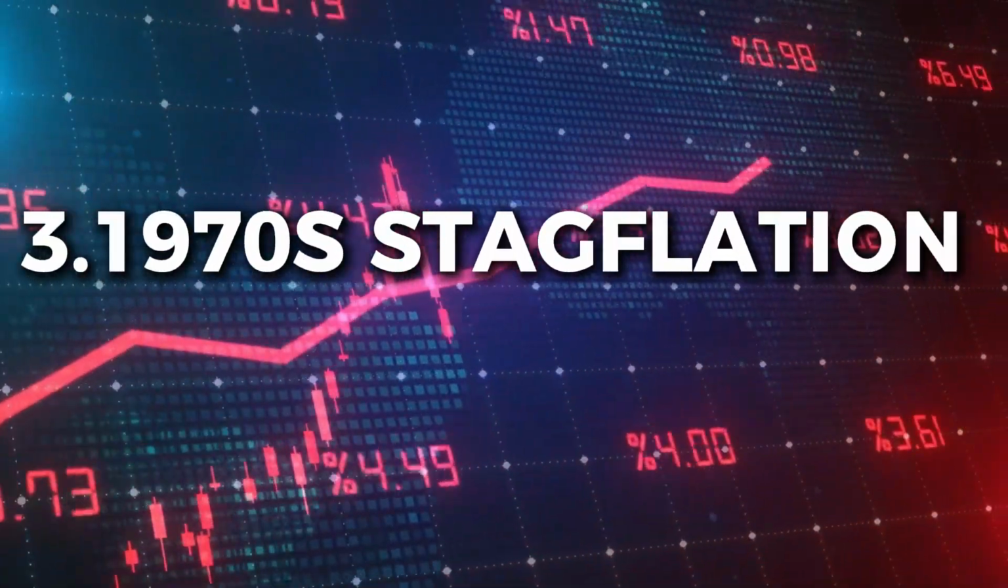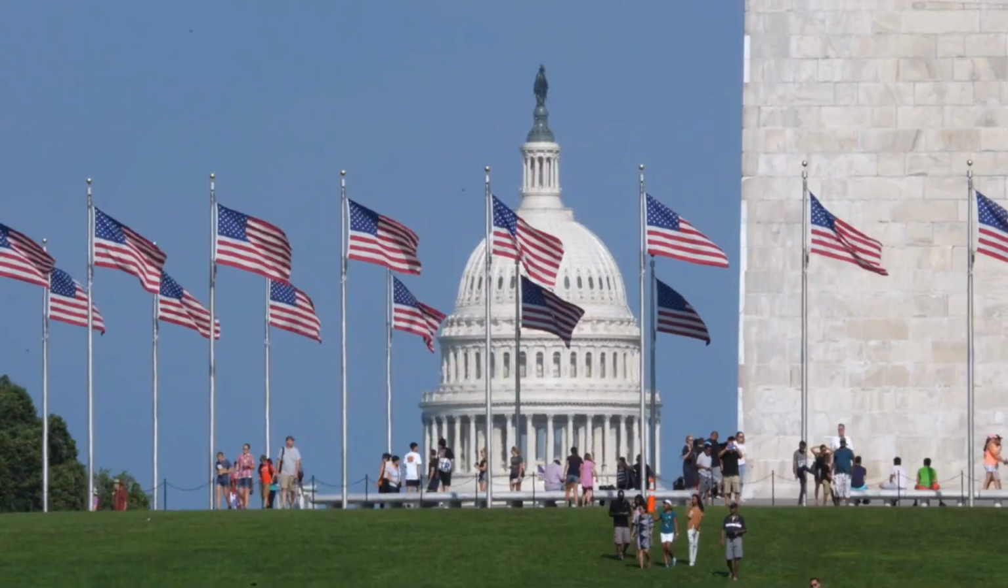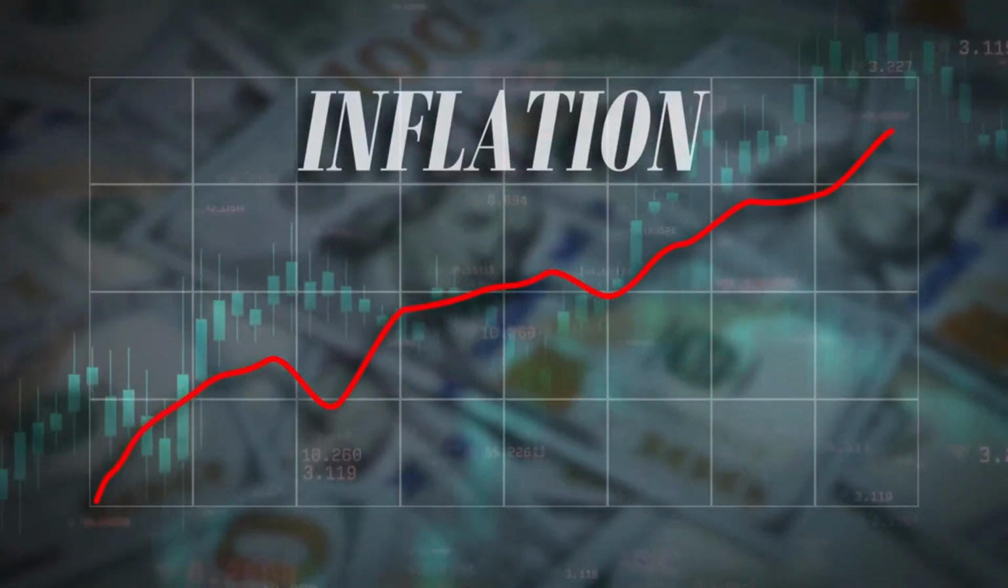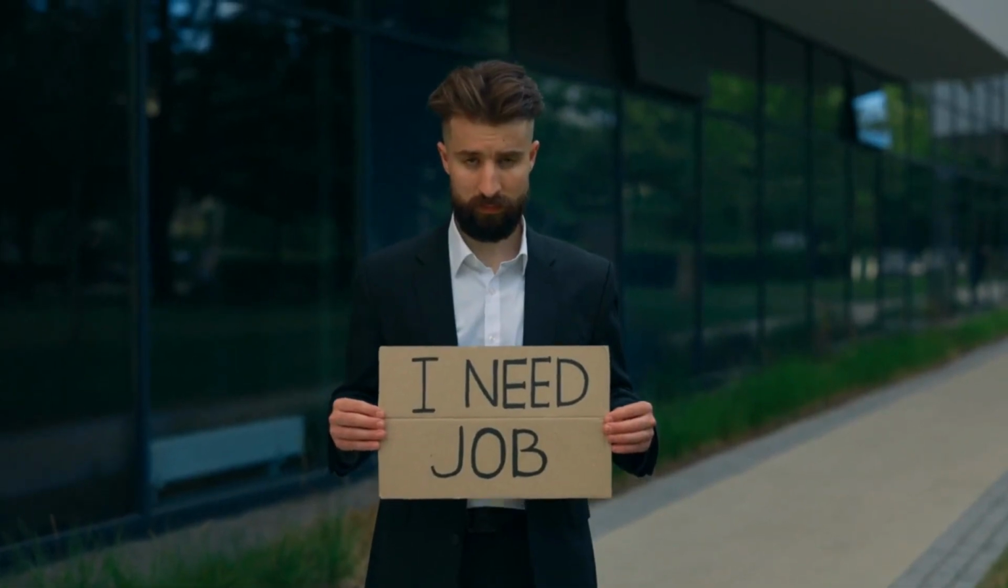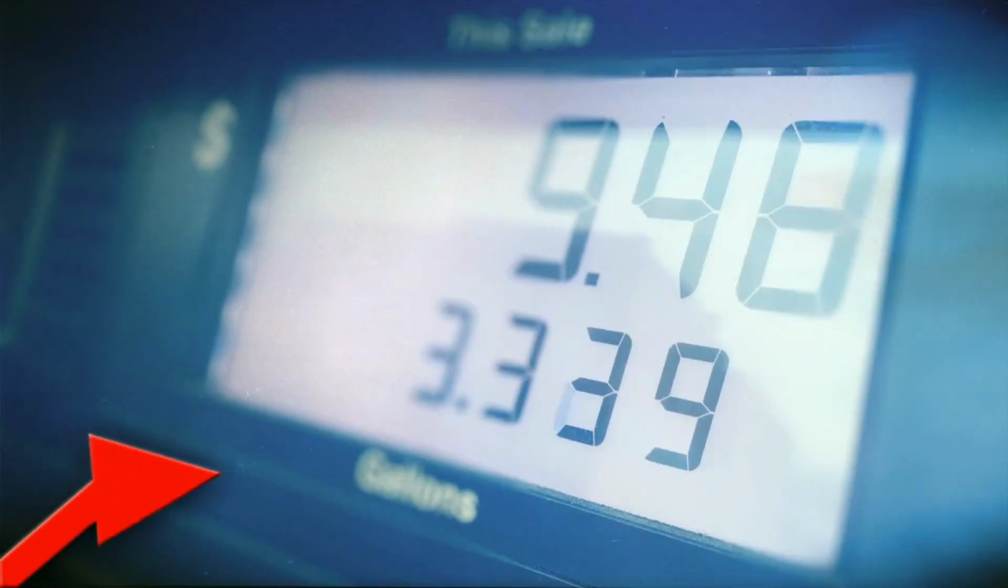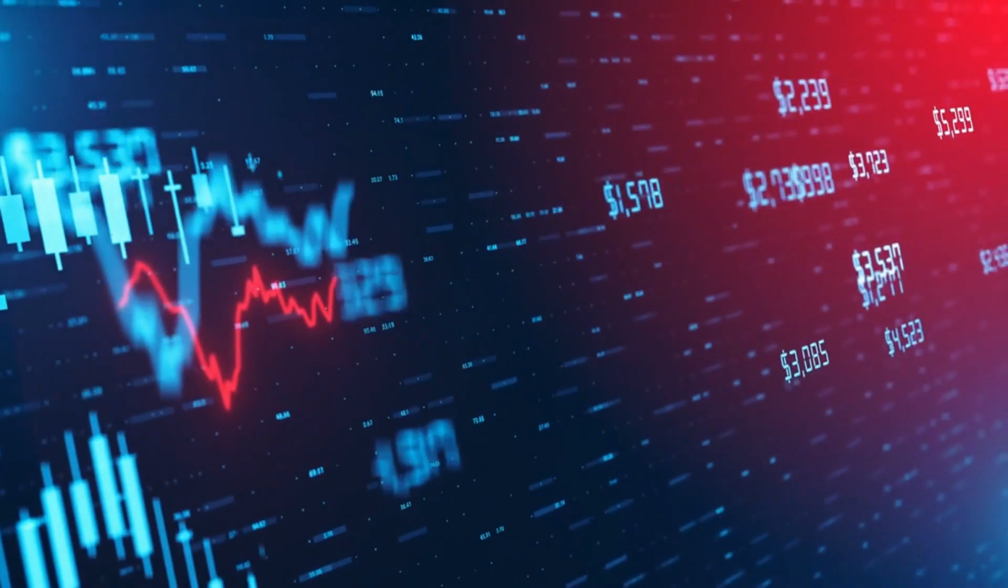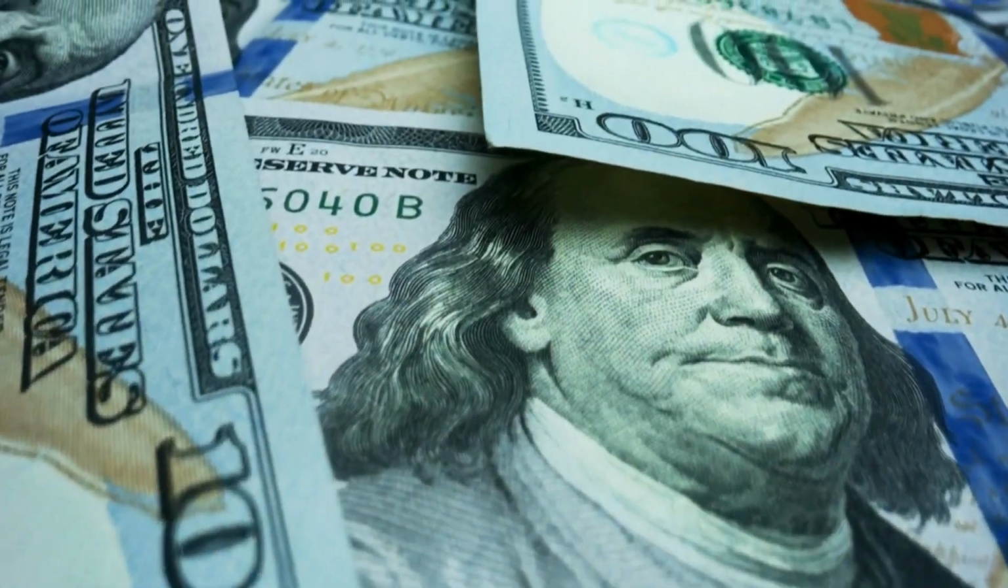3. 1970s stagflation in the U.S. The U.S. experienced stagflation in the 1970s, a period of high inflation combined with high unemployment and stagnant economic growth. This was partly due to oil price shocks and accommodative monetary policy. The term stagflation was coined to describe this unusual combination of economic conditions.